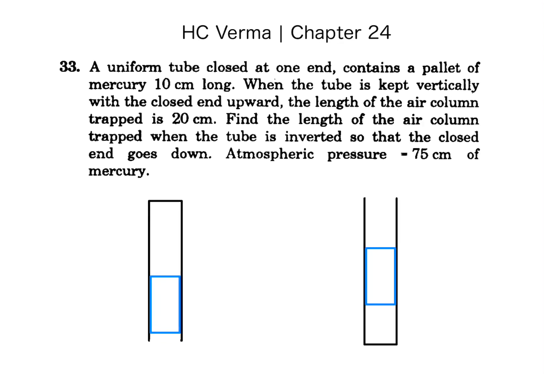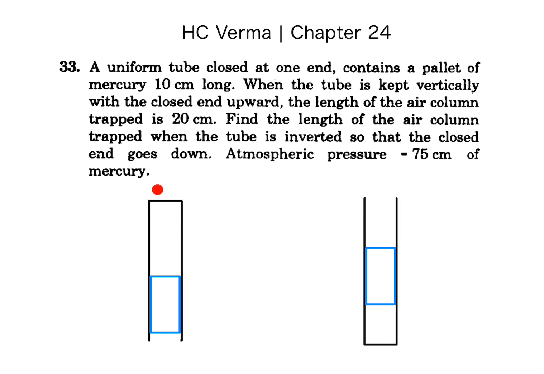We are looking at HC Verma chapter 24, question number 33. A uniform tube closed at one end contains a pellet of mercury 10 cm long. When the tube is kept vertically with the closed end upward, the length of the air column trapped is 20 cm. Okay, so let's look at this first part.